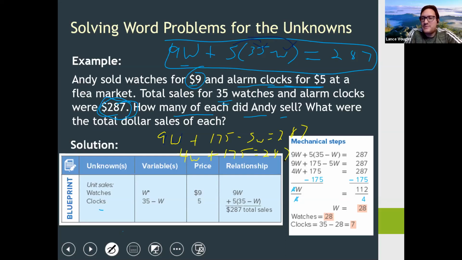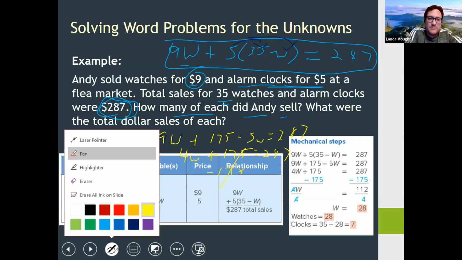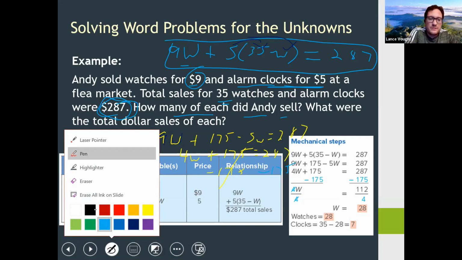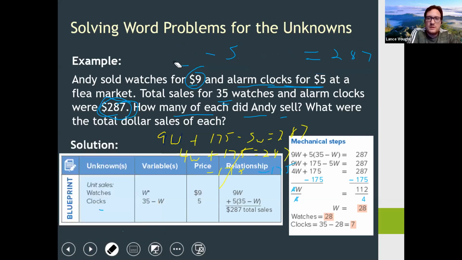We then use the opposite operation rule. So if you're doing an addition problem, you subtract. So to get this by itself, we subtract both sides by 175. We end up with 4W is equal to 112. Divide both sides by 4. W is equal to 28.